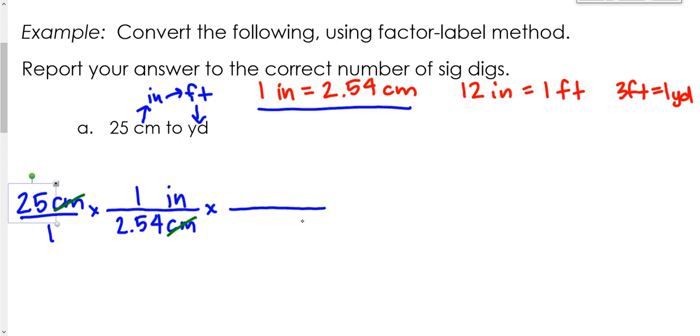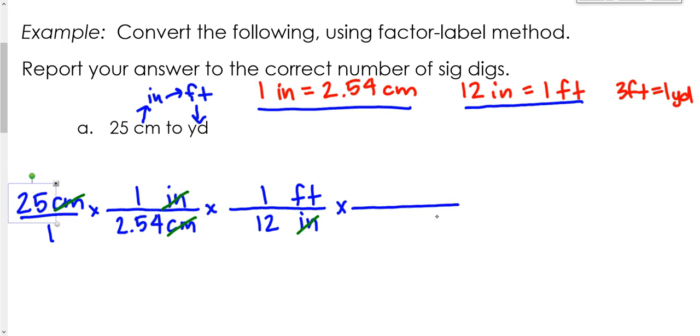So next one, I want these inches to go away. And I do know that inches to feet have a relationship. So I can put feet on top. And now I can put my numbers in. 12 for inches, 1 for feet or foot. And again, I want to cross out units here. So the units I'm going to cross out in this case are inches, top and bottom. So I'm not done yet because I still have feet and I want yards. So I'm going to keep going.